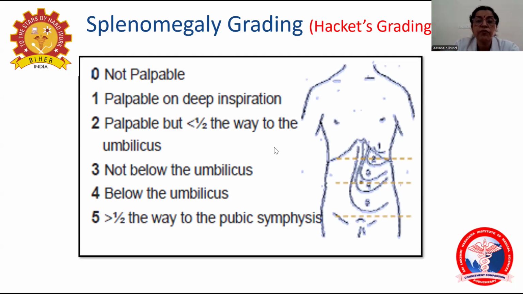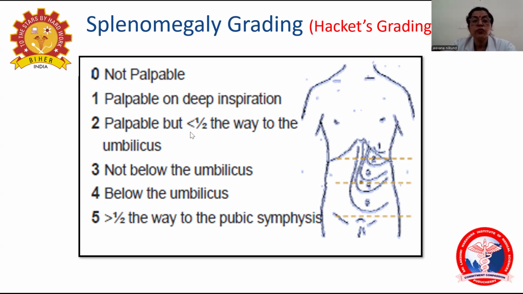There is one more way of grading it. If it is not palpable, it is 0. So I said the spleen should be at least twice its normal size to become palpable. So if it is not palpable, it is graded 0. If it is palpable on deep inspiration, it is grade 1.